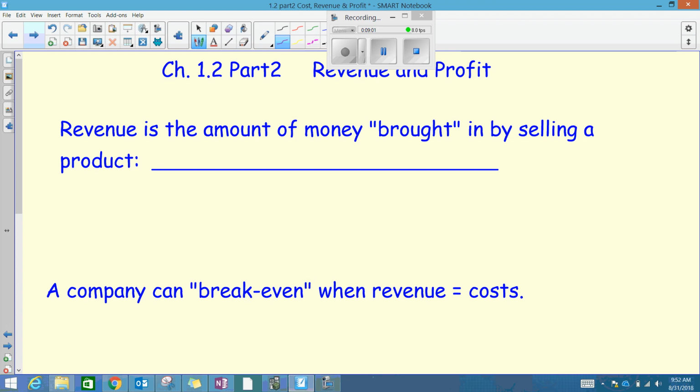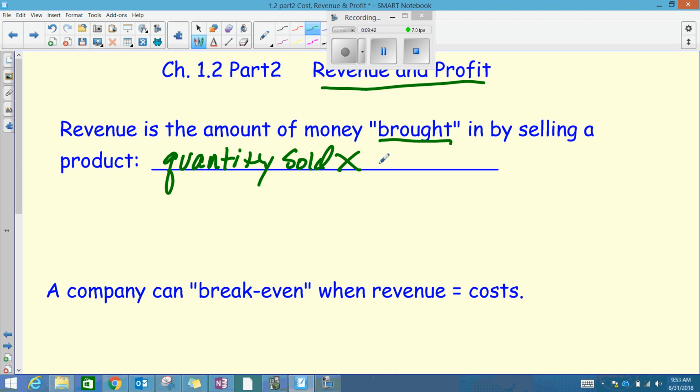Okay, so next piece of this lesson is revenue and profit. So cost is how much it costs a manufacturer to manufacture items, but revenue is the amount of money brought in by selling a product. If we go back to our homemade ice cream pie kitchen, it's how much money they get from selling cupcakes. To figure out how much money you get for revenue, the formula is really just how many you sell, the quantity you sold, times the price you sold them for.